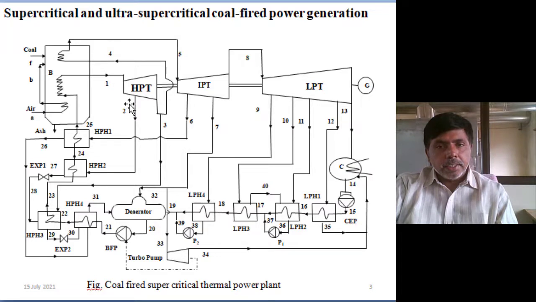Next, 3 turbines: one is the high pressure turbine, the second is the intermediate pressure turbine, and the third is the low pressure turbine. And we did only one reheating, not two reheatings. With one reheating the issue is closed.